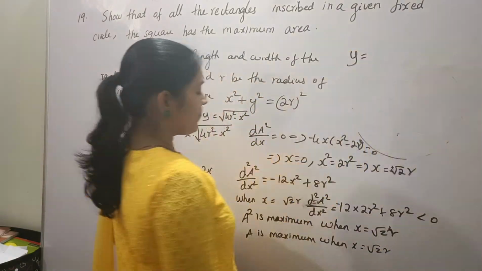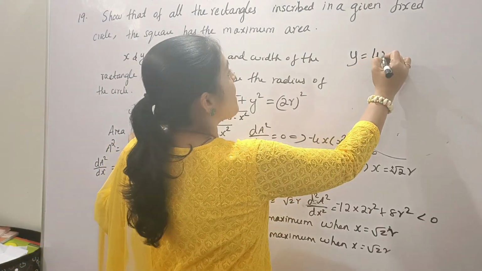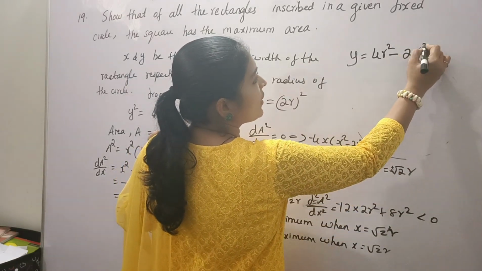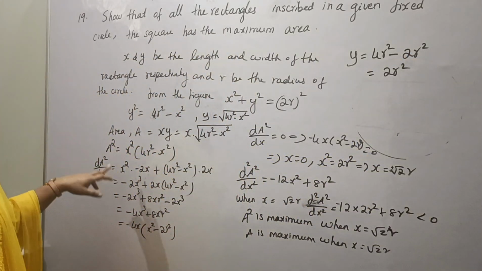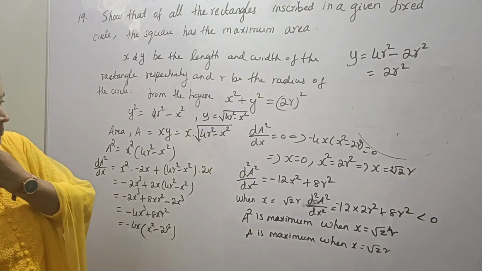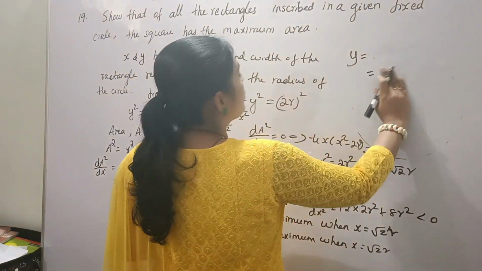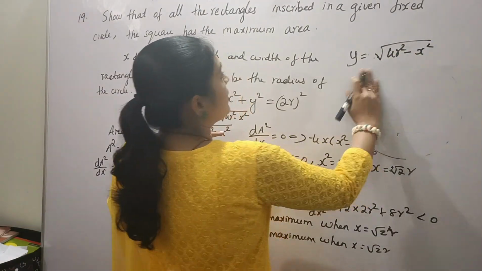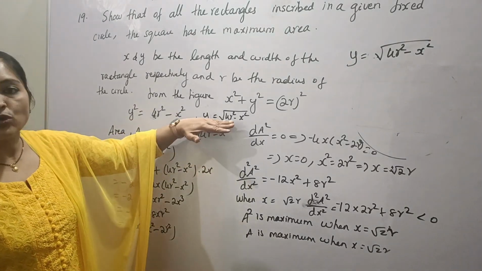Okay, x is equal to root 2 into r, and y is nothing but root of 4r square minus x square. Here x is root 2r, so x square is 2r square. Sorry, y is equal to root of 4r square minus x square, not y square. Here we have to find y, right?